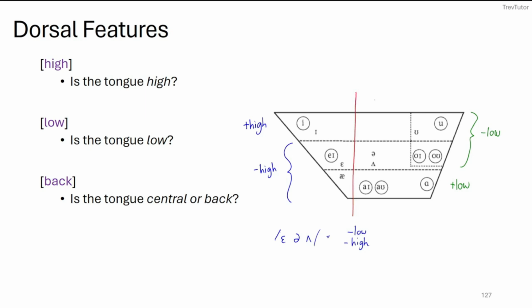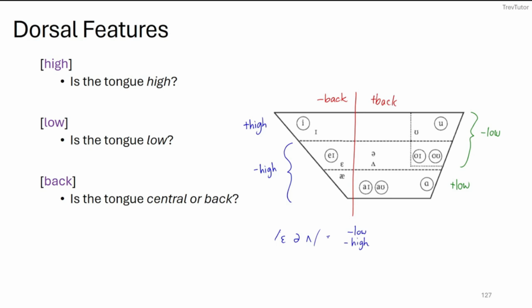Now, the one confusing feature is probably back. So back is actually everything that is central or back. So our mid-central vowels are considered to be plus back, while only our front vowels are considered to be minus back. There is no plus or minus front feature, and that's because there are no natural classes that seem to target them, they don't seem to require a plus front.